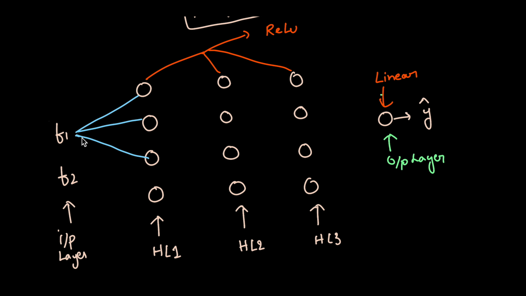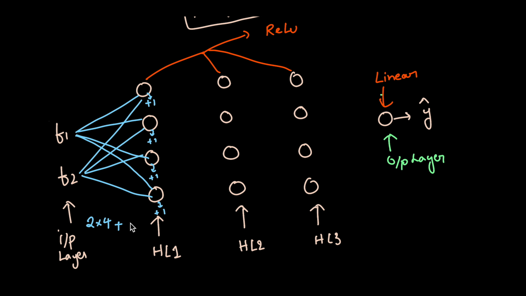So this particular input will be connected to all these 4 neurons in hidden layer 1, and similarly this will also get connected to all the neurons in hidden layer 1. Like in total, how many connections will we have? We'll have 2 into 4 connections, and on each of these connections we'll have one weight, and along with this, for each of the neurons that we have, we'll have one extra bias term. So for this we'll have one extra bias term, for this one extra bias term, for this one extra bias term, and also for this one extra bias term.